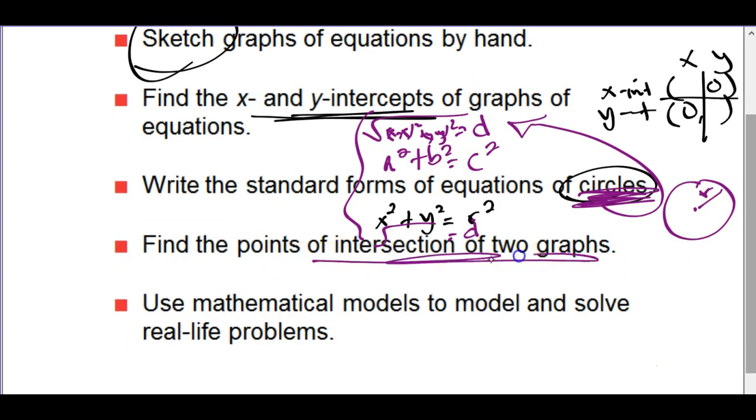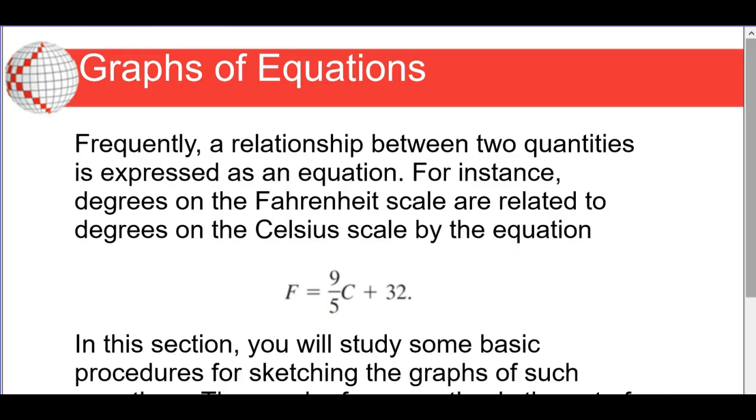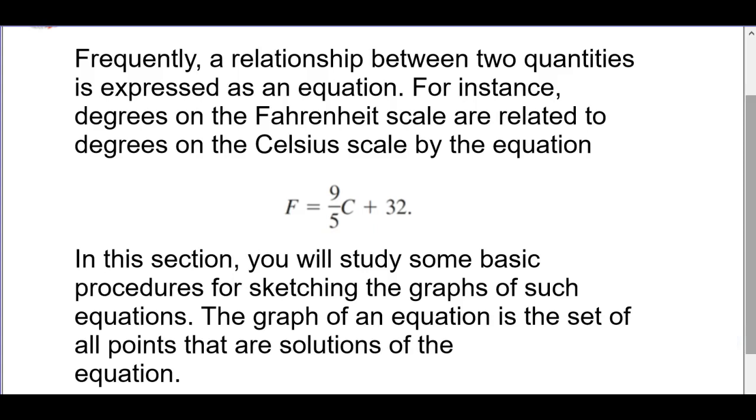Finding the points of intersection between two graphs, we just set y sub 1 equal to y sub 2. We can even do that on the calculator. I'll show you how to do that in a moment. And the purpose of this class is to give you some real life applications, business applications, where you might use this in your economics, if you're an economics major, or finance, whatever kind of business major you are. Hopefully there are some practical applications for this. They're making you take the class, so I would expect there to be some practical application.